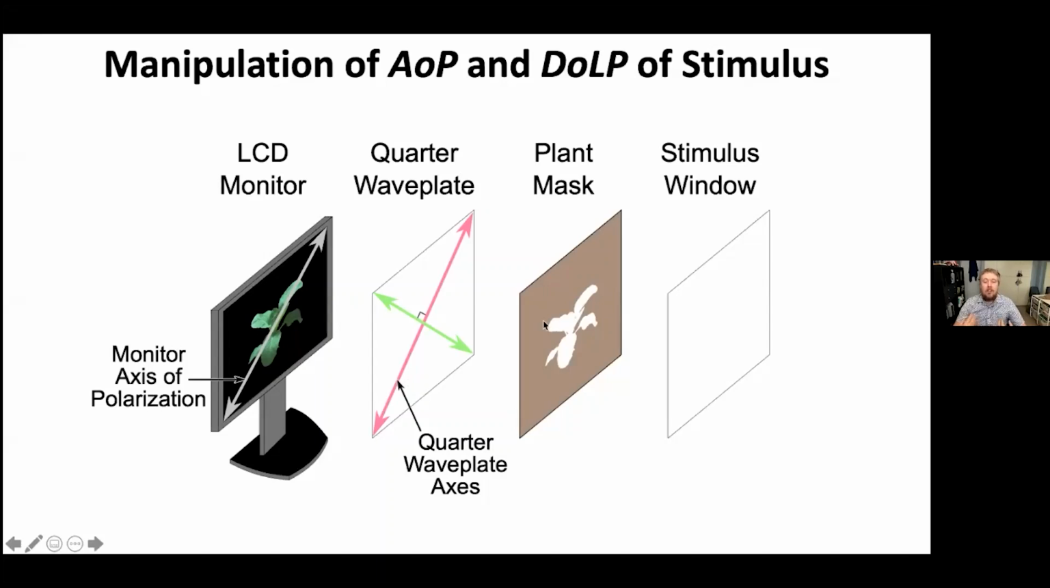We also used a mask for the image, so only the portion of the monitor showing the image is visible. All of this was then presented to the responding insects through a set of windows in the choice arena. And this system, because we used conventional LCD monitors, allowed for independent control of AOP, DOLP, color, and intensity.